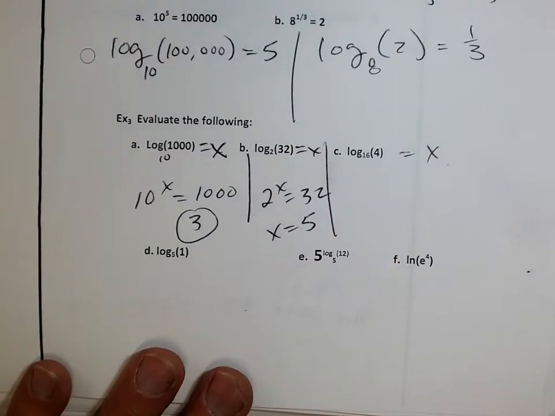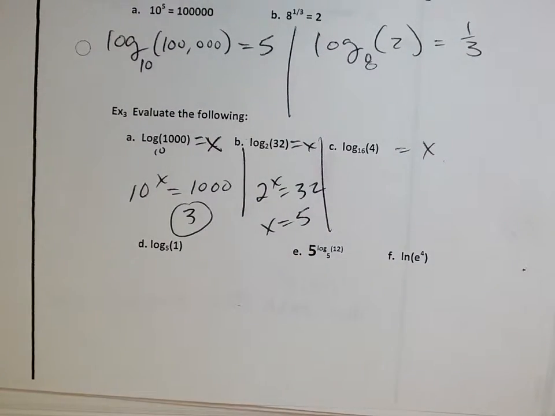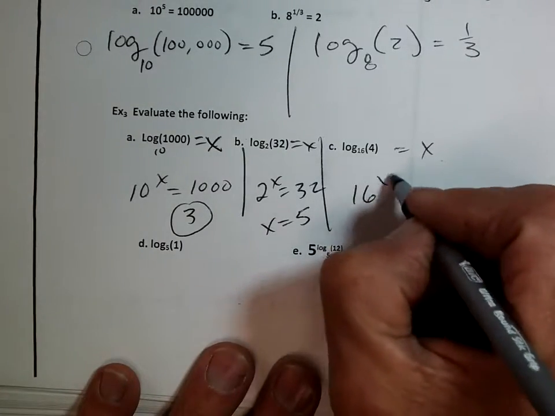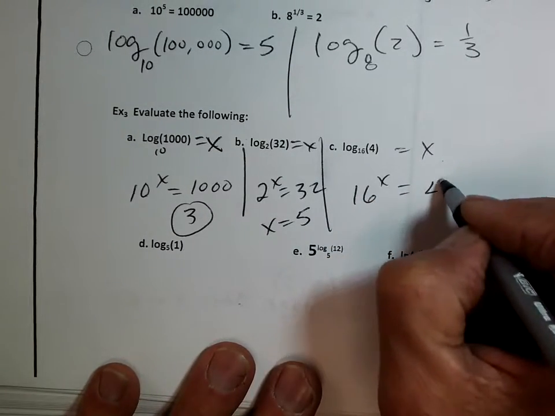Okay, C, set it equal to x. Let's transpose it. What are we going to write? 16 to the x. Now this one's a little harder, but what do you think?